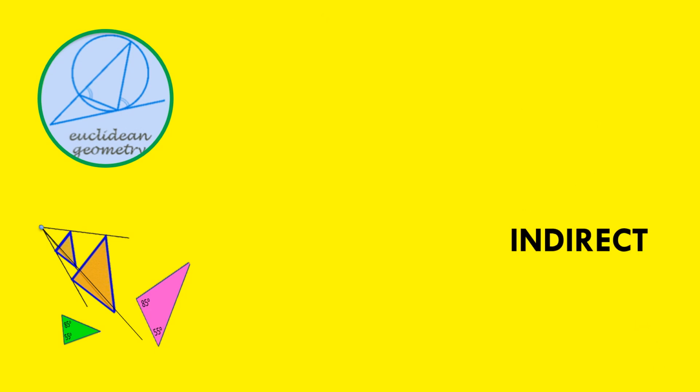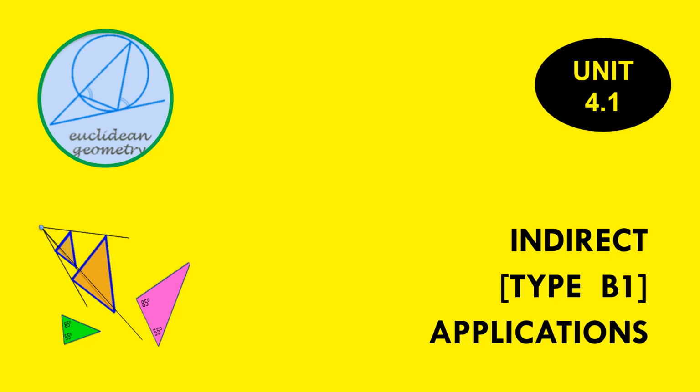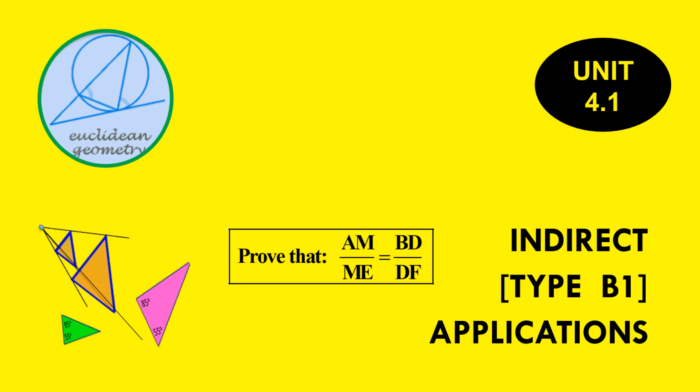In this unit, which actually consists of five subunits, we're going to look at indirect applications, right? And we're starting off with the first one, where you have to prove that the given proportion is valid. In other words, we first have to determine which two triangles are to be proved similar, and from the similarity we can then derive the required proportion. And that's what we're going to do in this section of the video.